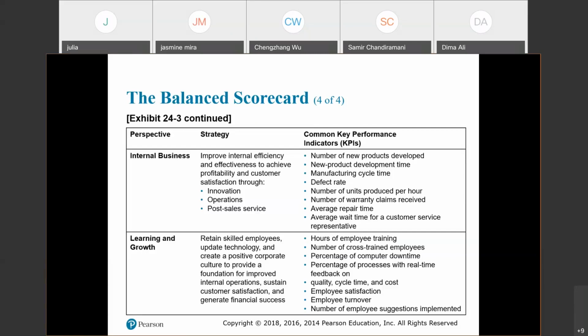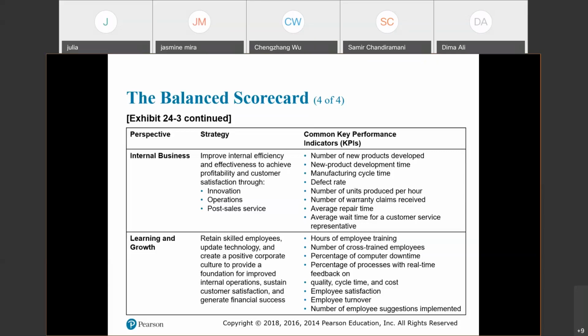The second factor of the internal business perspective is operations. Lean and effective internal operations allow the company to meet customers' needs and expectations while remaining competitive. The third factor of the internal business perspective is post-sales services. Good post-sales services also help the company to generate more sales. Well, this is the internal business perspective.